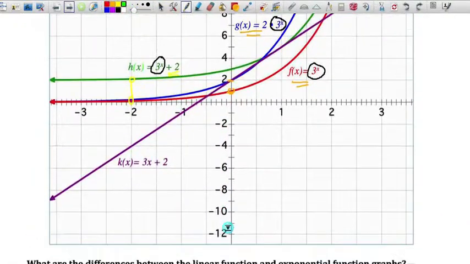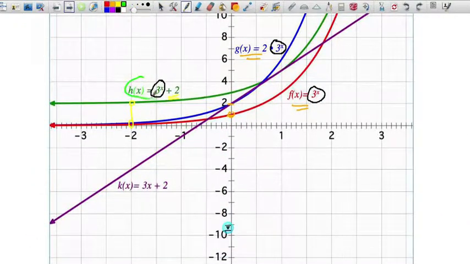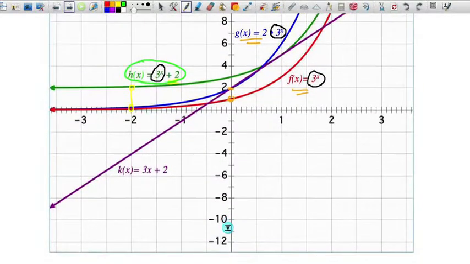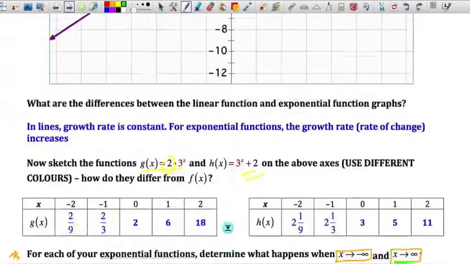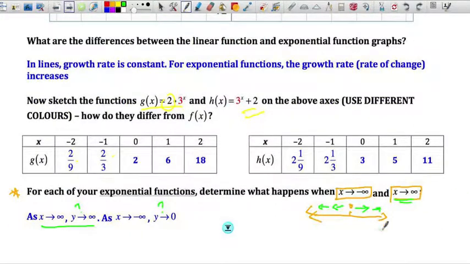There does appear to be one exception, hopefully you picked that up, and the exception is the h of x function. As x approaches minus infinity, h of x does not approach 0. In fact, it approaches 2, and that is something we'll talk about when we continue the lesson later today.